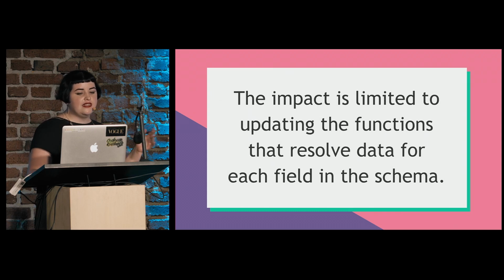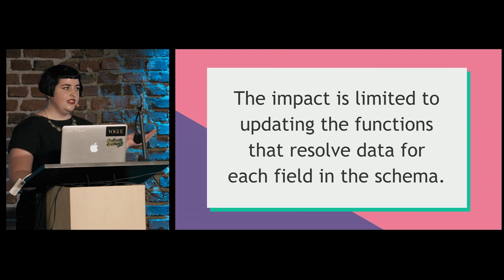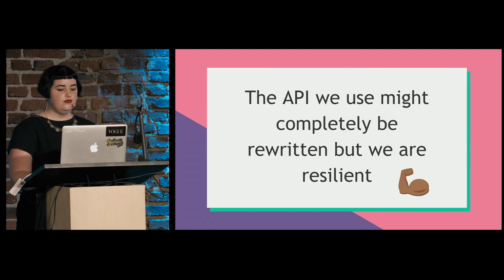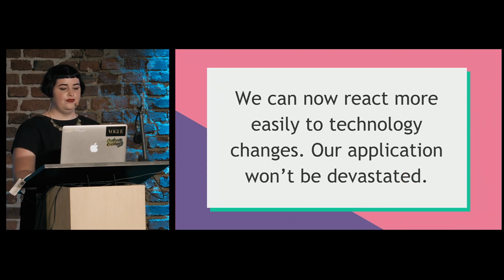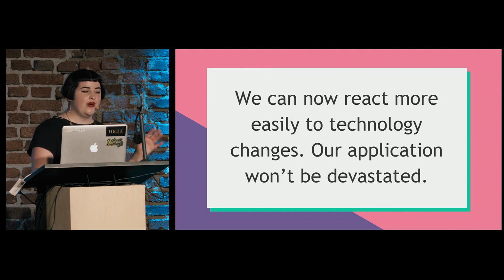And the impact is limited to updating the functions that resolve the data for each field in the schema inside that GraphQL layer. So the API we use might be completely rewritten, but our application is resilient. And we can now react more easily to technology changes, and our application will not be devastated in a way that it would have been 6 months ago.